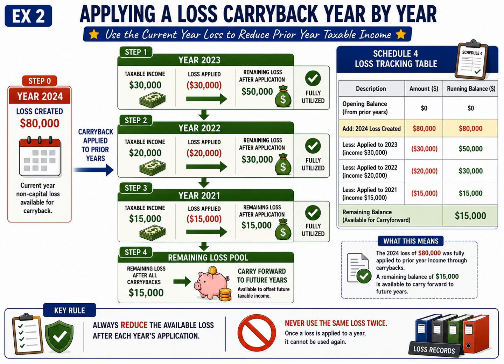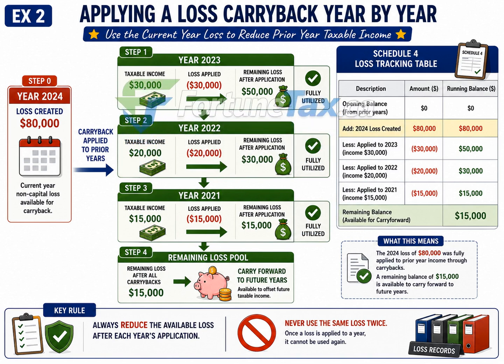Now let's see how a non-capital loss is actually applied across multiple taxation years. This step is extremely important because accountants must keep track of exactly how much of the loss has been used and how much still remains available. Good tax planning depends not only on calculating the loss correctly, but also on maintaining an accurate record of its utilization over time. In this example, the corporation generates a non-capital loss of $80,000 during the 2024 taxation year.